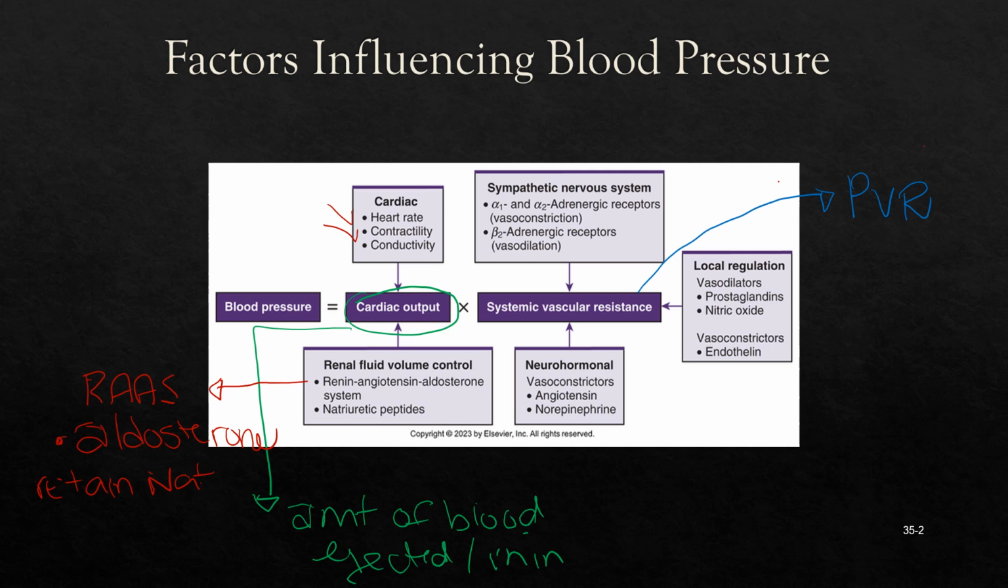When we look at our systemic vascular resistance or our peripheral vascular resistance, really what we are looking at is what is the force or what's opposing the movement of blood in that blood vessel. Often one of the big things that is really going to impact this is the diameter of that blood vessel. The radius of that blood vessel is really going to impact our SVR or our PVR.